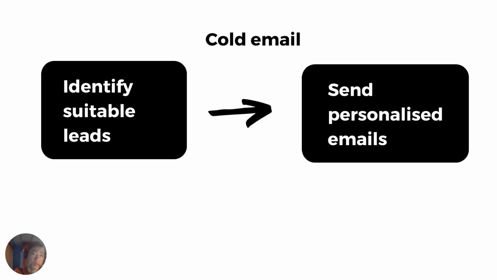Okay. So let's cover cold emails. The way cold email works is firstly you would identify suitable leads. So you would identify suitable people for your SaaS. Let's say it's a payment software. You would identify people that need payment software, okay? And then you would send personalized emails to this list of people.